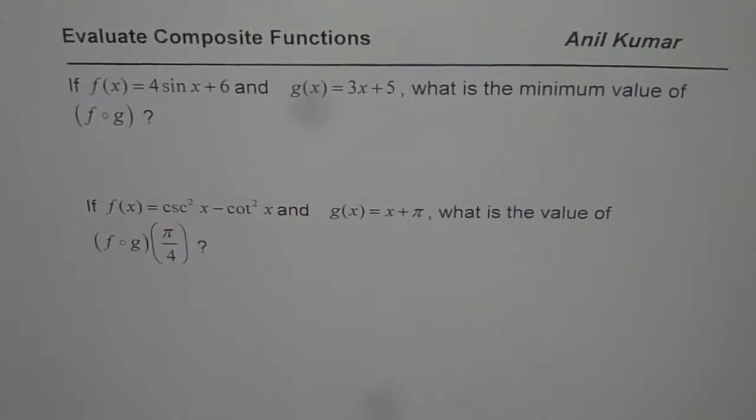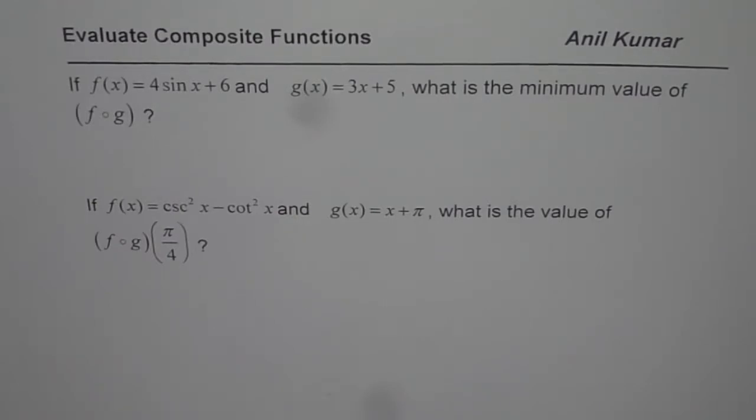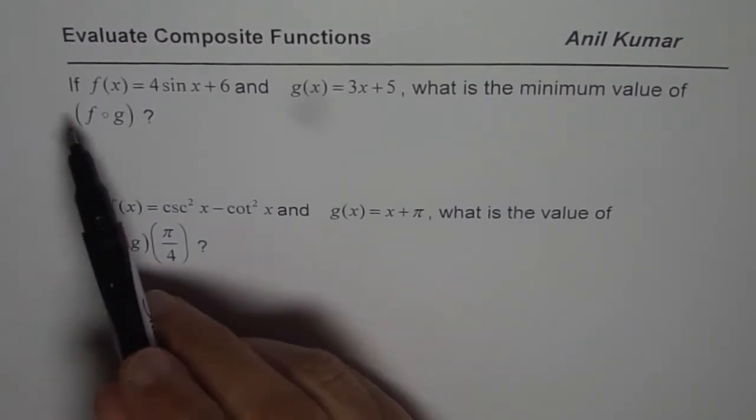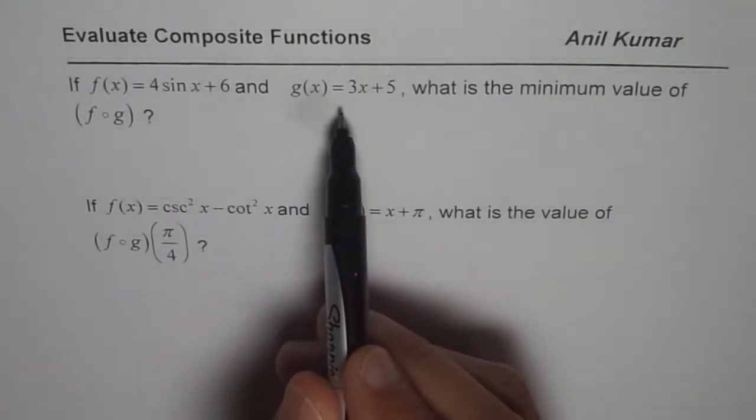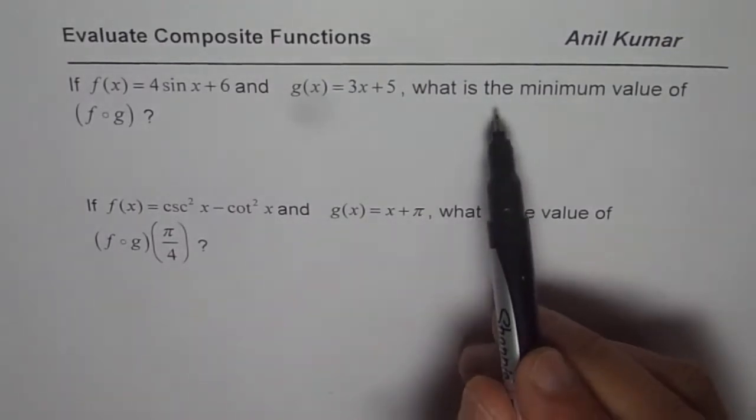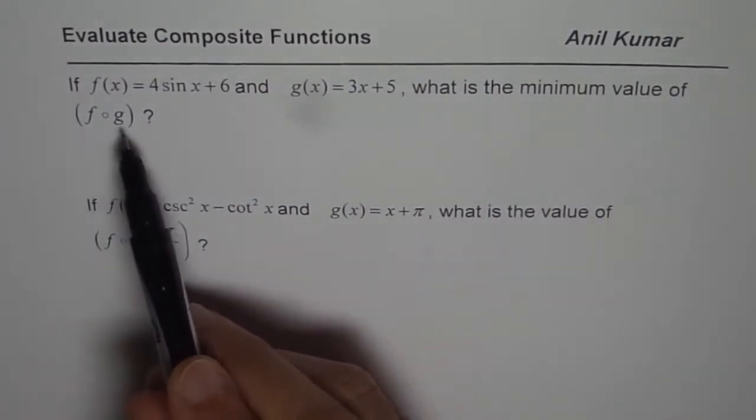I'm Anil Kumar, and in this video we have composite functions with trigonometric functions. Let us see how to evaluate them. First question for us is f of x equals 4 sine x plus 6 and g of x equals 3x plus 5. What is the minimum value of f of g?